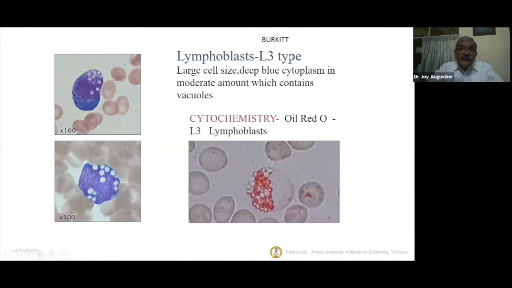Now, lymphoblasts in L3 type have vacuoles which are PAS negative and positive for oil red O because it contains neutral lipid.